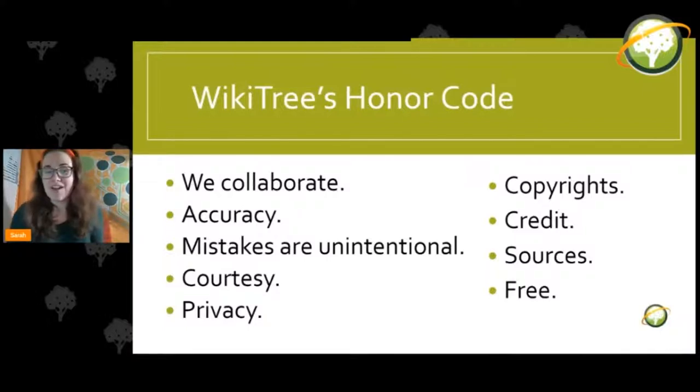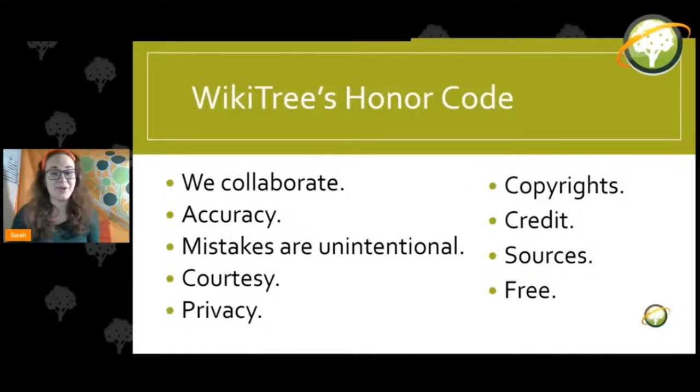Now, our third point on the honor code is mistakes are unintentional. We know mistakes are inevitable. We're only human, we all make mistakes, and we assume best intentions. There is a learning curve on WikiTree, and we all have to recognize that. And we also have mentors and mediators that are able to help people who are maybe not understanding and making some mistakes.